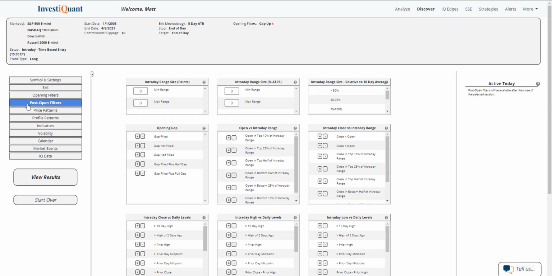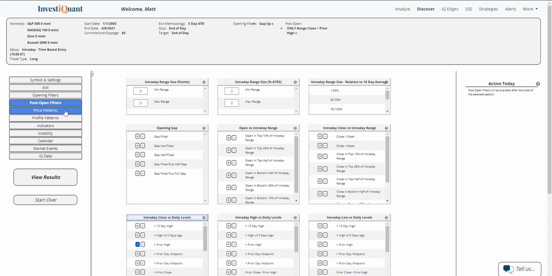So to do that, I'm going to go to post open filters, and this is where I can add context around what has happened intraday. I'm going to say that at the time of the entry, which I've got set to 3 p.m., the price is above the prior session high of day. So I can go down to intraday close, which is referencing the price at the time of entry, 3 p.m., versus daily levels category here. And I can hit equals next to above prior high. And that will mean this test is looking at when the 3 p.m. price is above the prior session high.